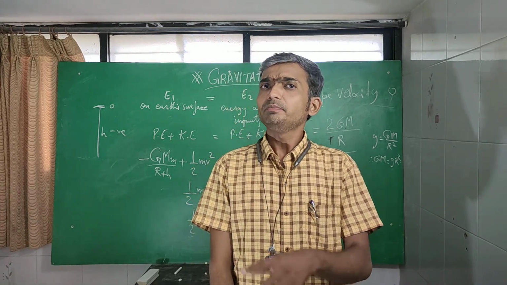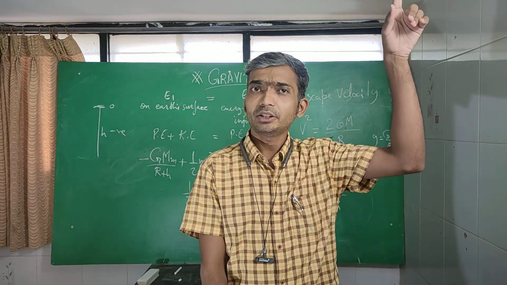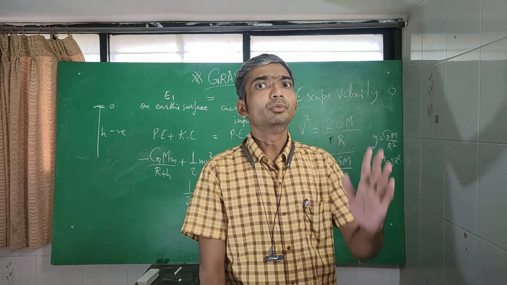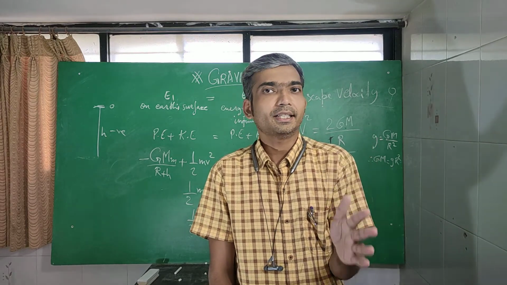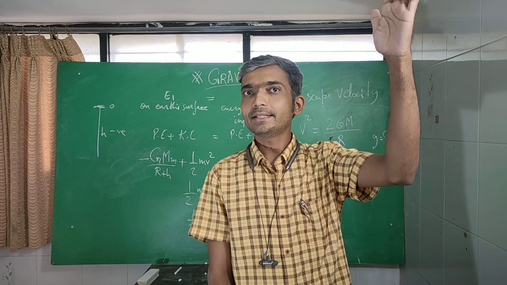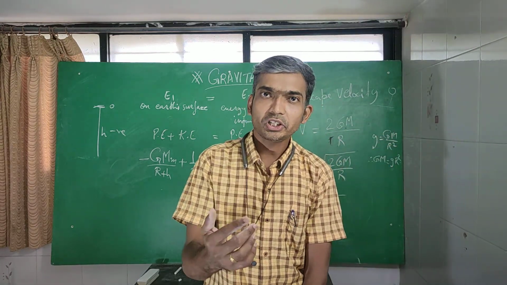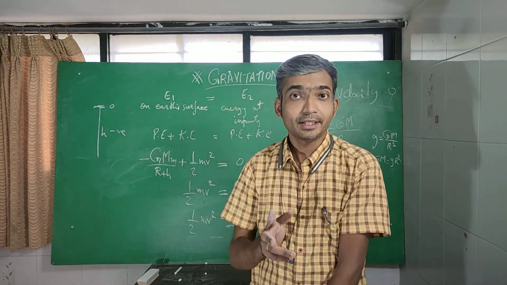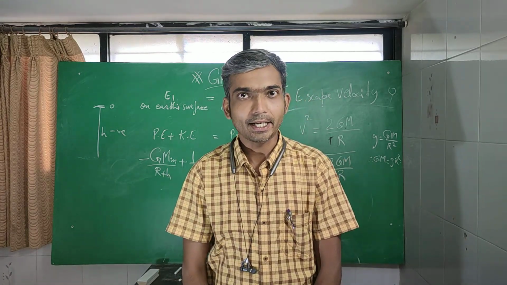Next thing we saw, the value of g goes on changing with increasing altitudes, depths, and along the surface of the earth. Here, as we move up, the gravitational acceleration goes on decreasing in value. And the gravitational potential energy is given as minus GMm / (r + h).